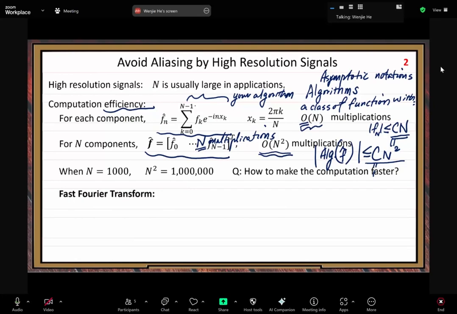Fast Fourier transform. The improvement. Let me give you the final result first, before we work on the details of the algorithm. The improvement is from n squared to n log n, log base 2 of n. N squared to big O of n log base 2 of n. That improvement is quite a lot, quite significant.